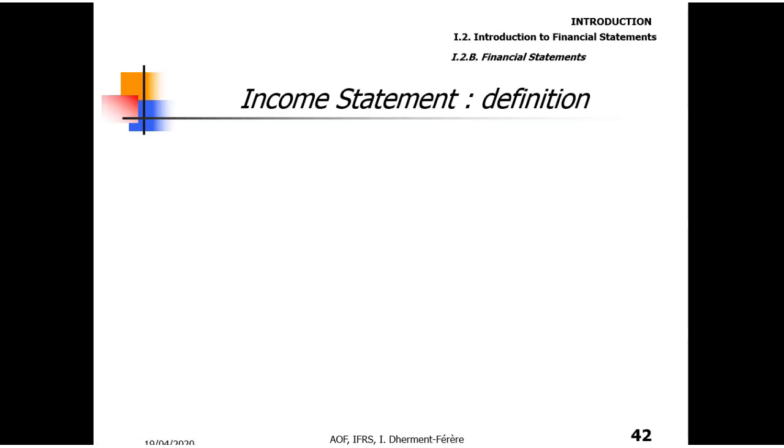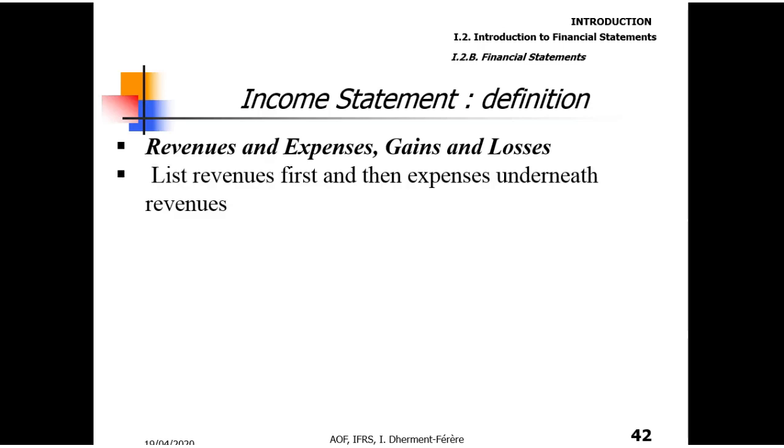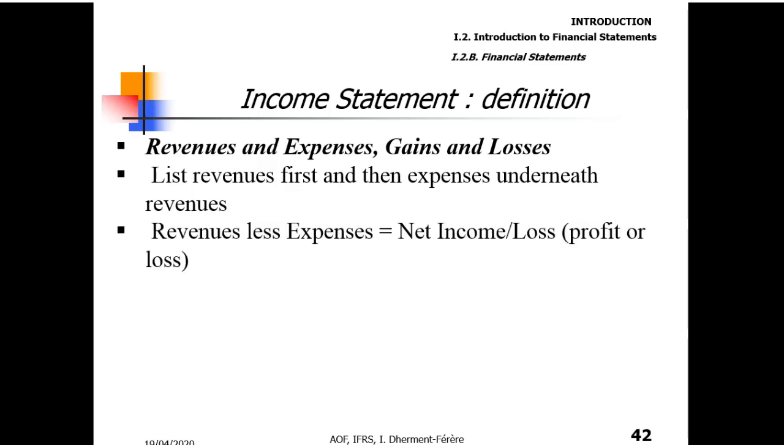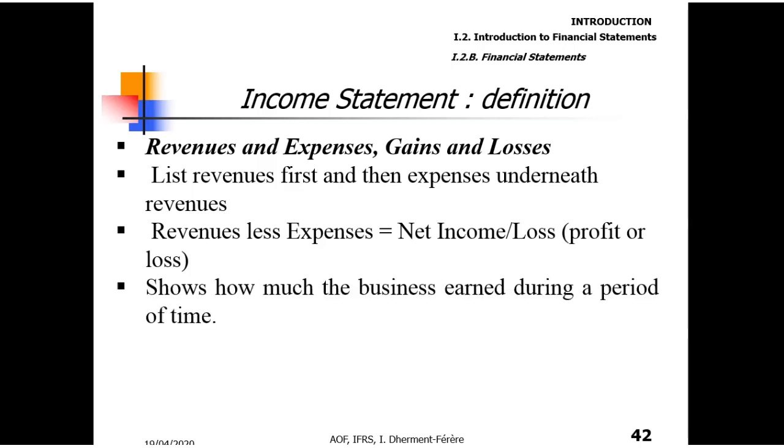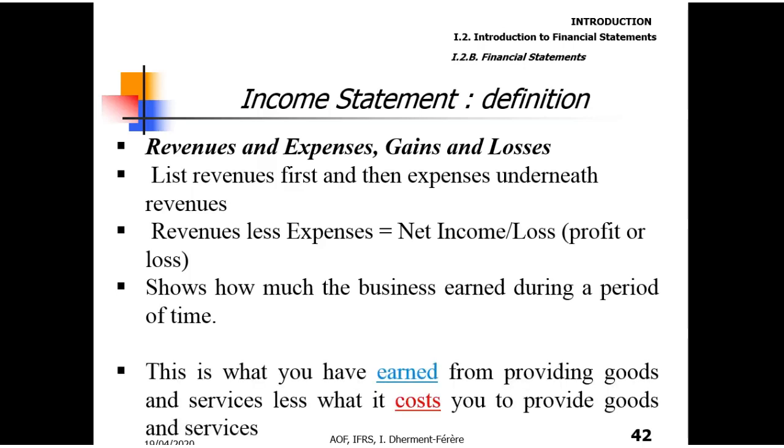Definition of income statement. Revenues and expenses, gains and losses compose the income statement. List revenues first and then expenses underneath revenues. Revenues less expenses equals net income or loss, profit or loss. It shows how much the business earned during a period of time. This is what you have earned from providing goods and services, less what it costs you to provide goods and services.